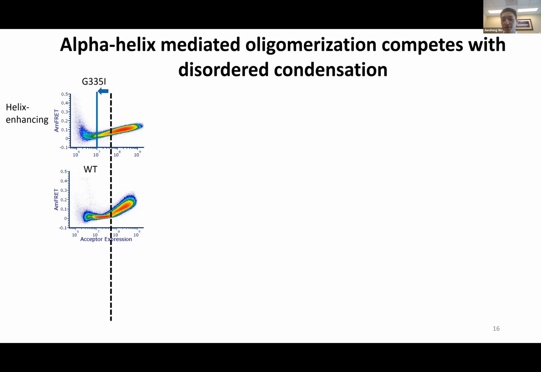affinity between molecules. In contrast, when we use the helix disrupting mutation A326P, as shown here, now the oligomerization occurs only at a higher concentration compared to the wild type, consistent with the role of the helix in promoting the oligomerization. Interestingly, this mutation does not completely wipe out the oligomerization population.